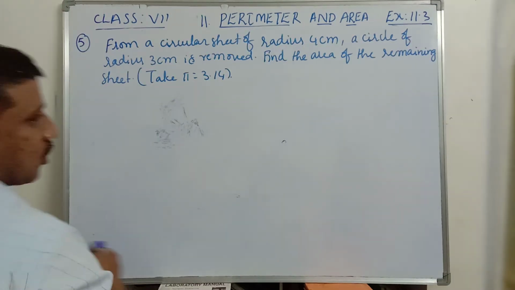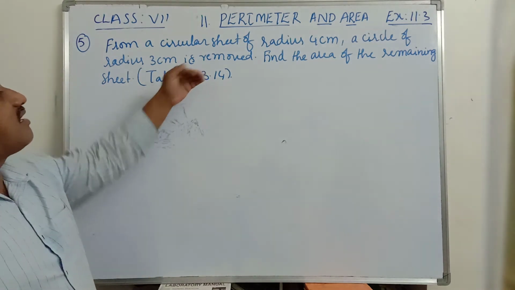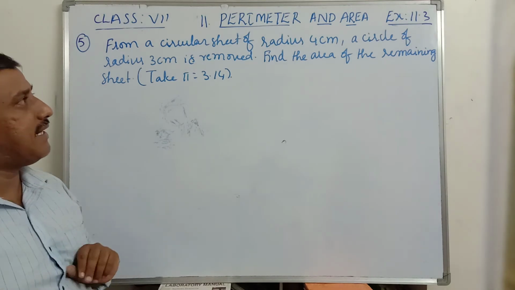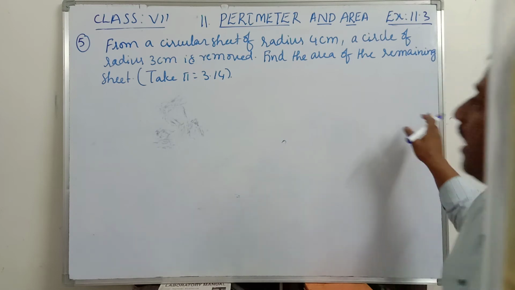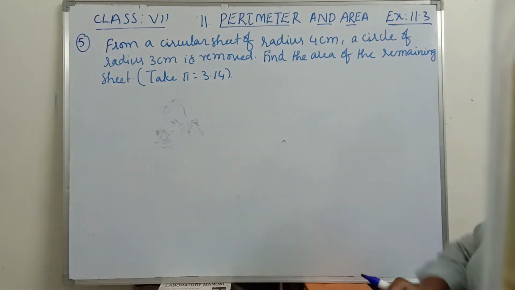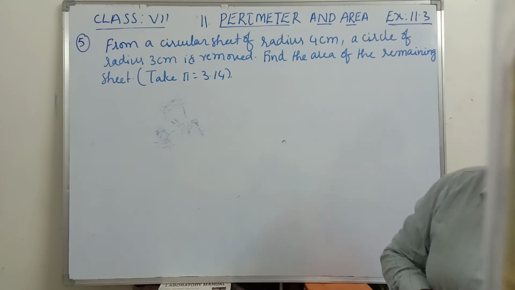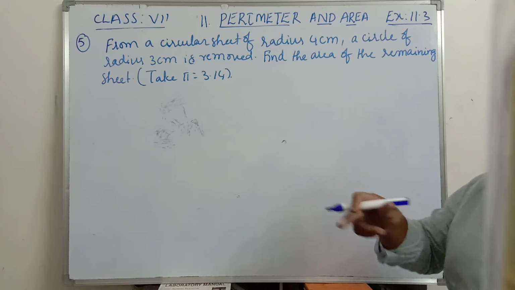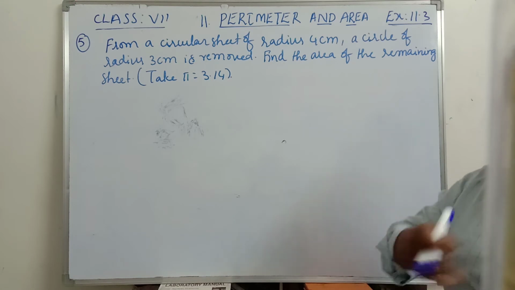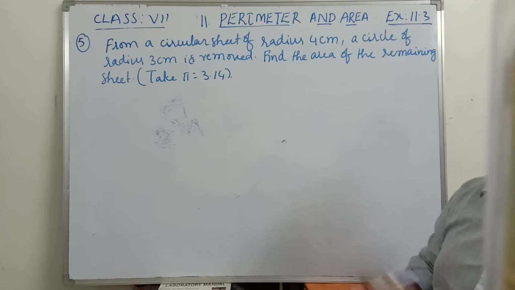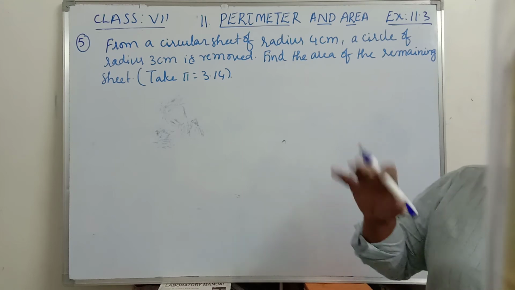Now the fifth question from exercise number 11.3. From a circular sheet of radius 4 centimeters, a circle of radius 3 centimeters is removed. Find the area of the remaining sheet. This we will see when we observe the welding shops. They will cut the circular sheet from a rectangular sheet or from a circular sheet. We will see this kind of work near the welding shops.